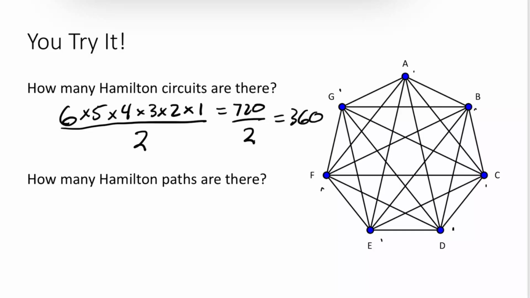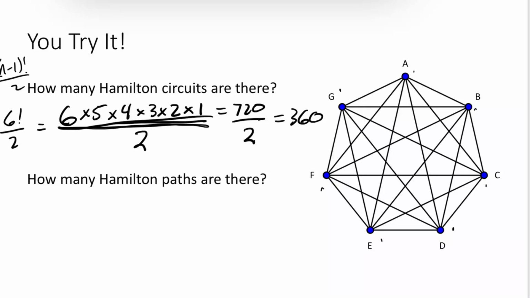And you could also calculate this with the formula, because the formula for Hamiltonian circuits is n minus 1 factorial over 2. And in this case, since there were 7 vertices, you would do 7 minus 1, which is 6 factorial divided by 2. And that's basically what we calculated out here. So you can use the formula if you like. I think it's helpful to think about what it actually means because it helps you understand it more. So that's how you would figure out the number of Hamiltonian circuits.